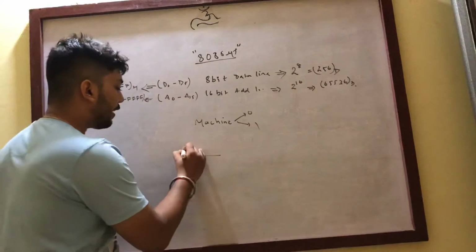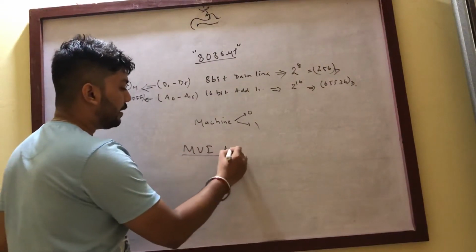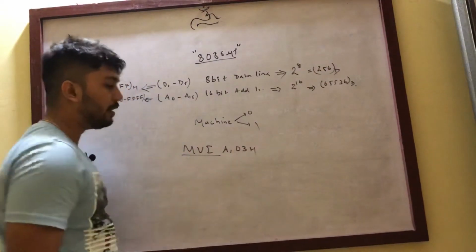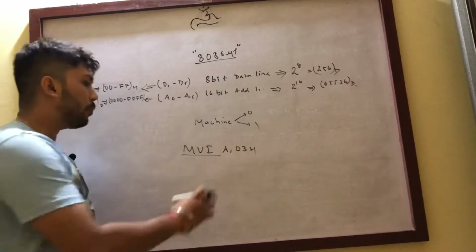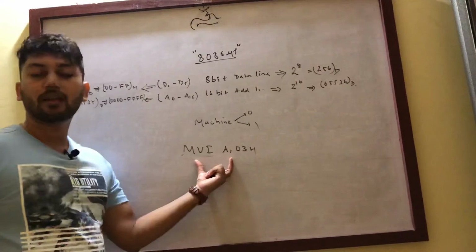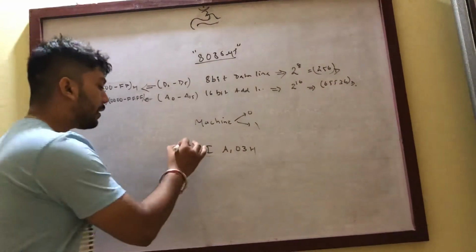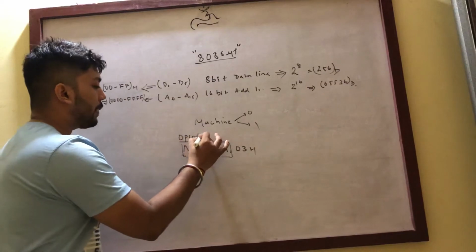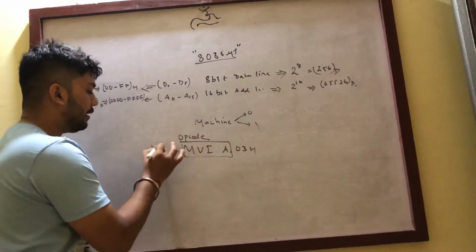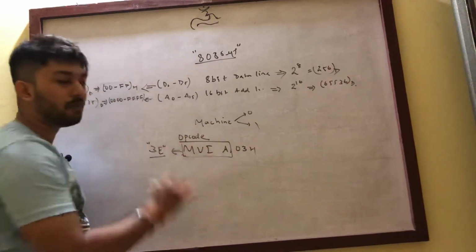So if we say MVI A, 03H, meaning move the immediate data 3 into register A, the machine won't understand what MVI A is. So for it, there is an opcode written for the 8085 microprocessor. That opcode will be 3E. That will be given to you.